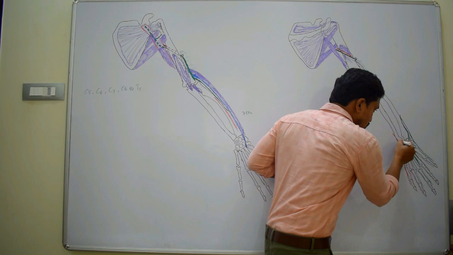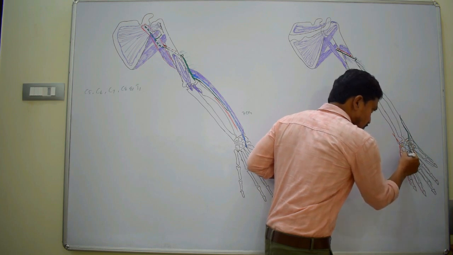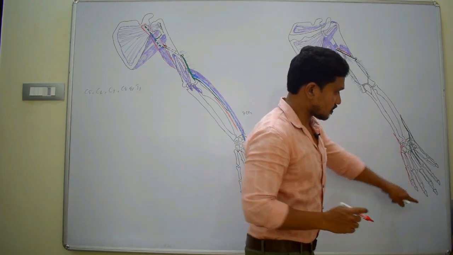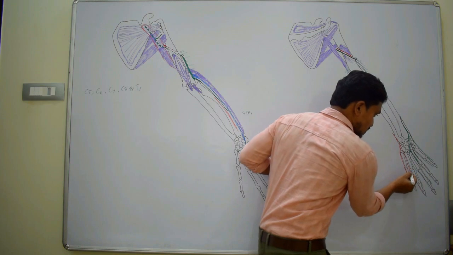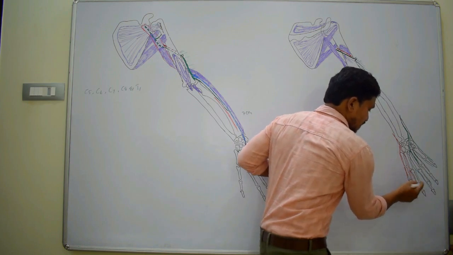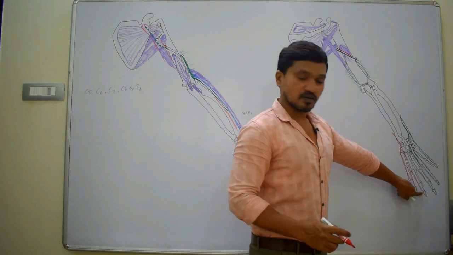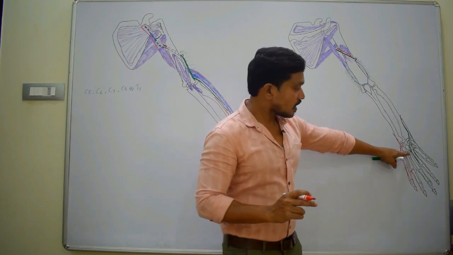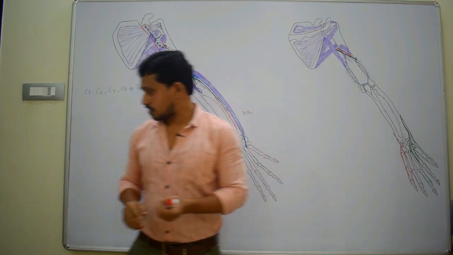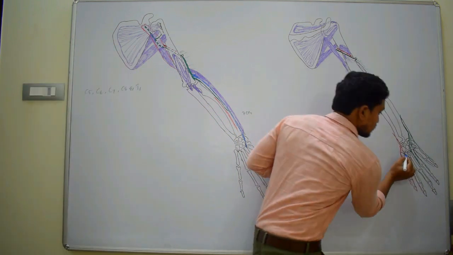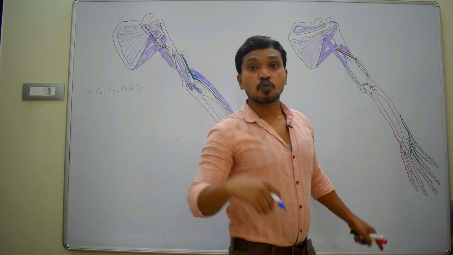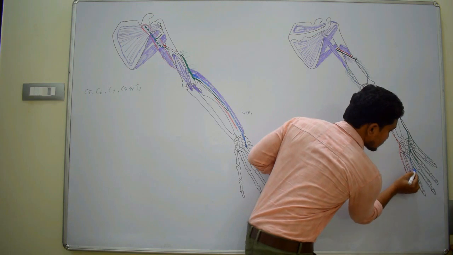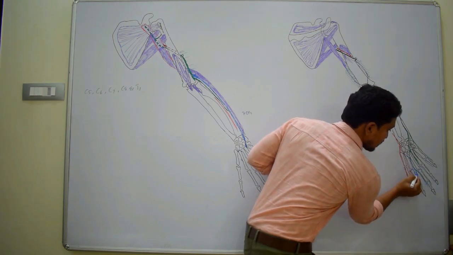Then it will give one more branch, that is the common digital branch. When it reaches the web in between the little finger and the ring finger, it will divide into two proper digital branches. These two proper digital branches will be supplying the adjacent sides of the little finger and the ring finger. Actually, there was communication between the radial nerve and the ulnar nerve. I will draw that communication with a different color. This is the communication. This communication is giving more contribution to this common digital branch which is supplying the adjacent sides of the middle finger and the ring finger.